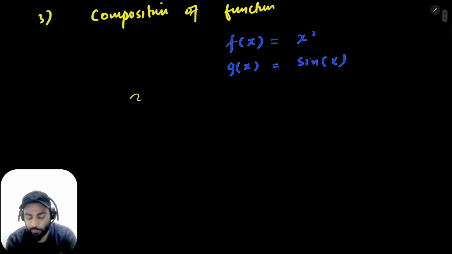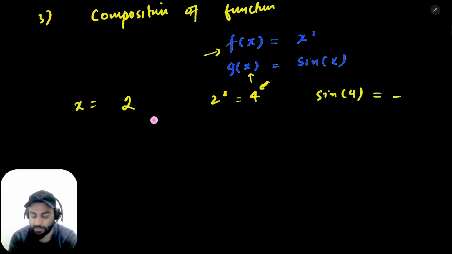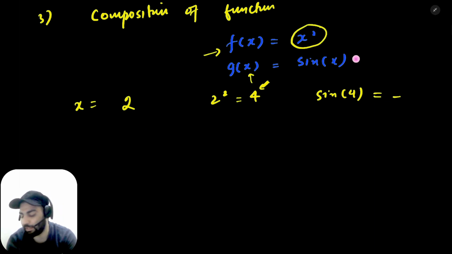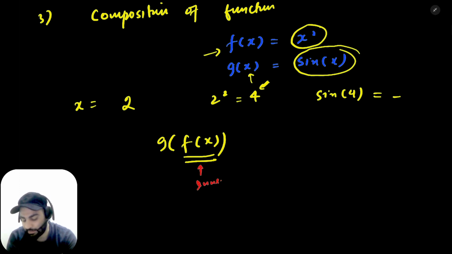So what if I have a value of, let's suppose, 2? I am saying x is equal to 2. You will first compute f of x, which is 2 square, equal to 4. Then on this 4 you will apply the input to g of x, so you will say sine of 4. It will have some value. So first we are applying the function x square, and then we are applying the function sine of x. So we have g of f of x like this. We apply f of x first. This is called the inner function, and this whole is the outer function.